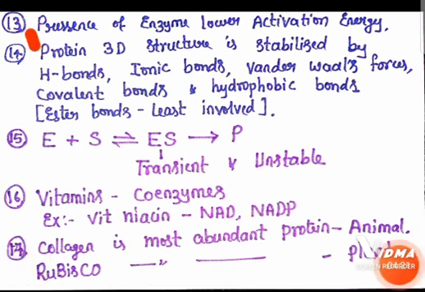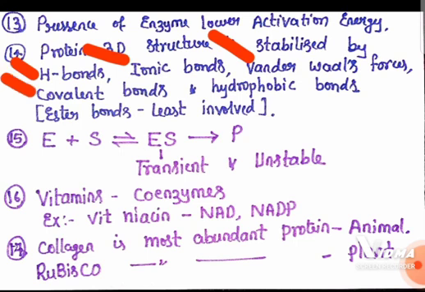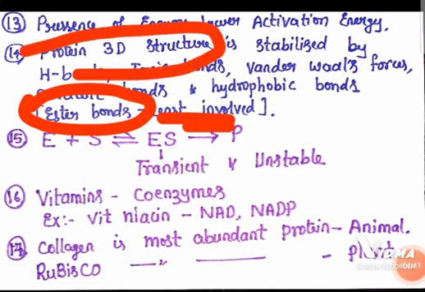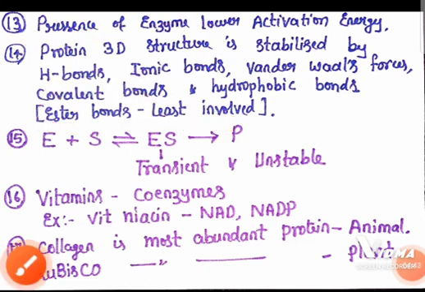And remember, a protein has a 3-dimensional structure, and there are certain bonds which stabilize this protein structure. That includes hydrogen bonds, ionic bonds, van der Waals forces, covalent bonds, and hydrophobic bonds. But remember, ester bonds have the least involvement in maintaining the 3-dimensional structure. Ester bonds have the least involvement in stabilizing the 3-dimensional structure of protein.